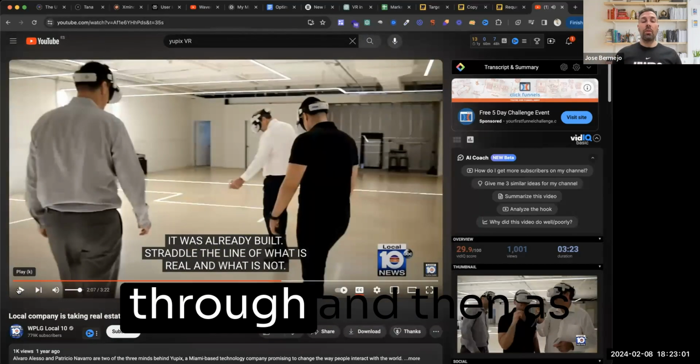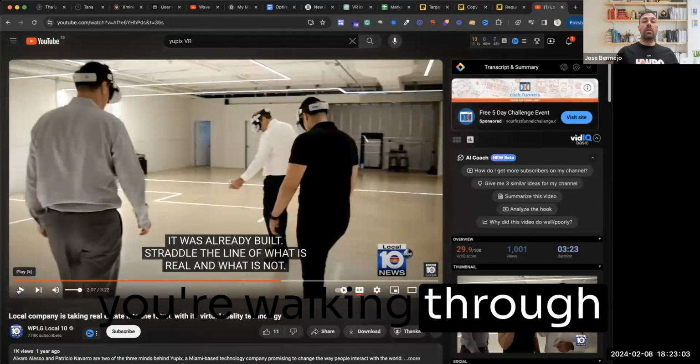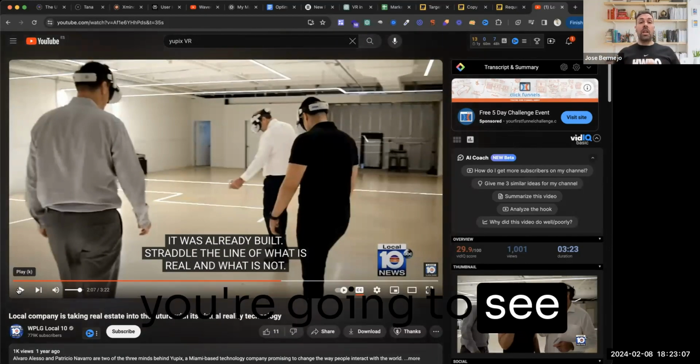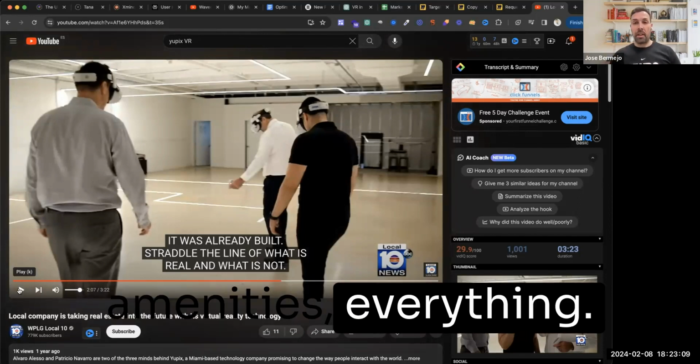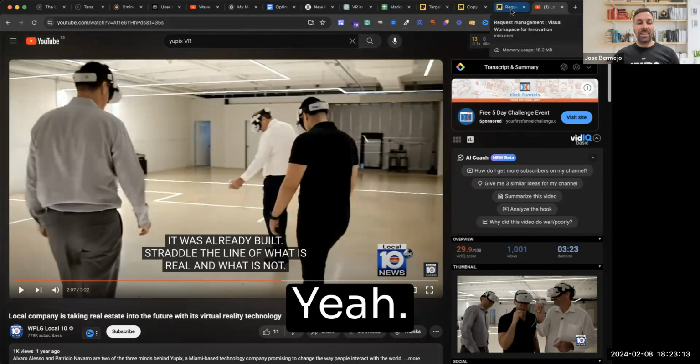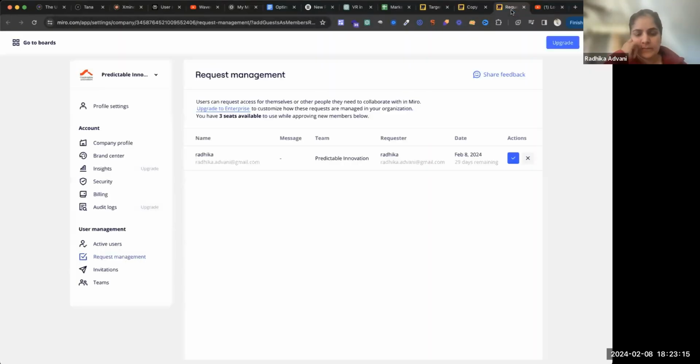So you walk through, and as you go walking through with the virtual reality tool, with the glasses, you're going to see the apartment, the amenities, everything. Okay, is that clear? Yeah. Cool. All right.